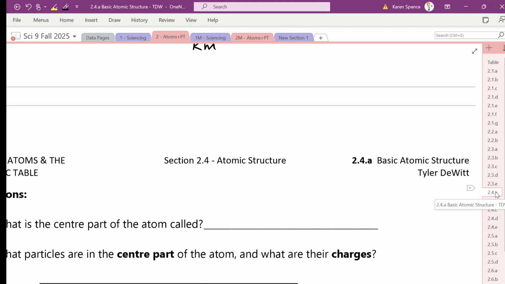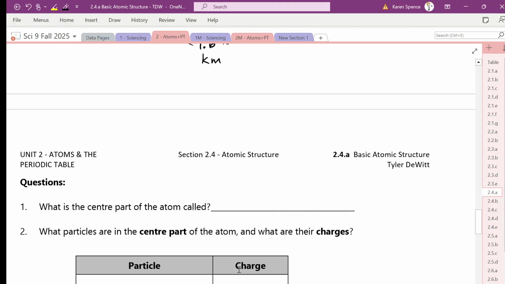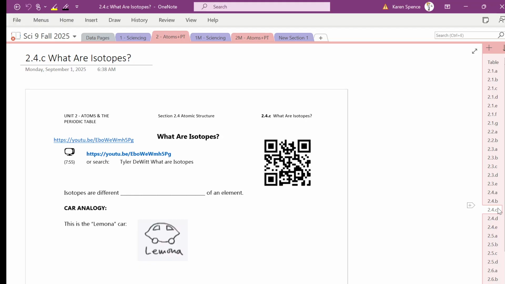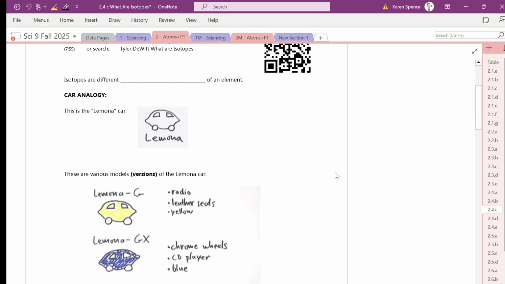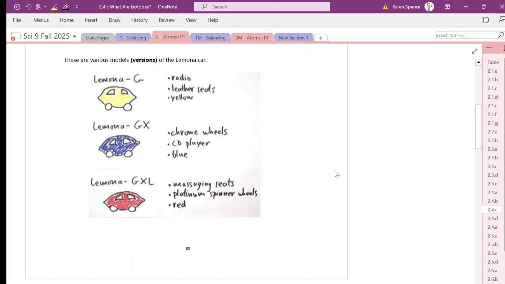Okay, we are going to skip these questions for now, and we are going to go on to what are isotopes? And this is on page 83.